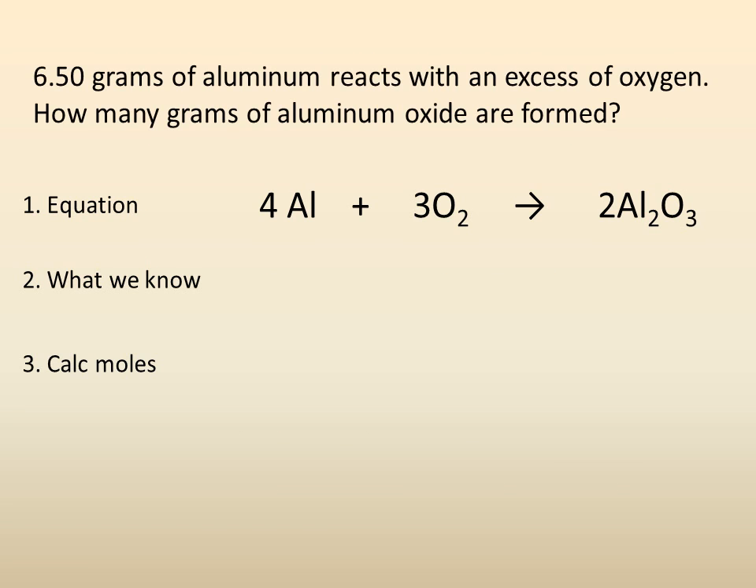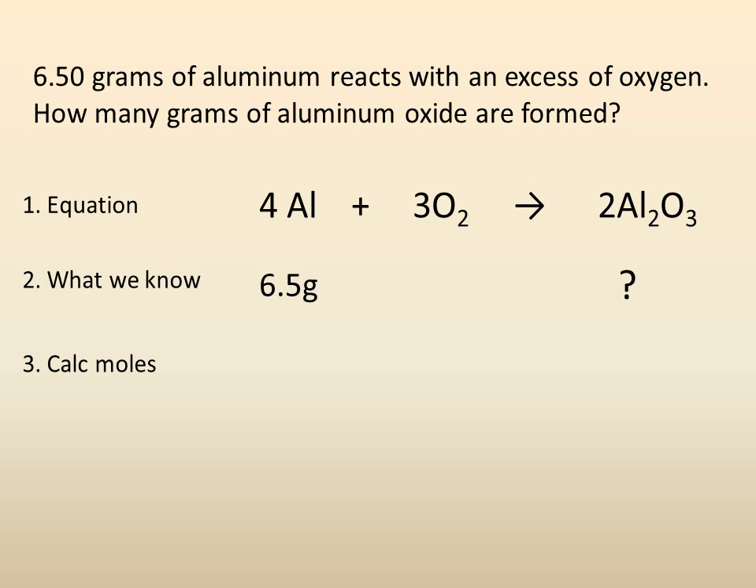Alright, there's our balanced equation from the problem that we have. The second step in the process was to write down what we know and to write it directly underneath the equation. So we know we've got 6.5 grams of aluminium, that's our known substance, and our unknown substance is going to be how many grams of aluminium oxide we're actually going to form.